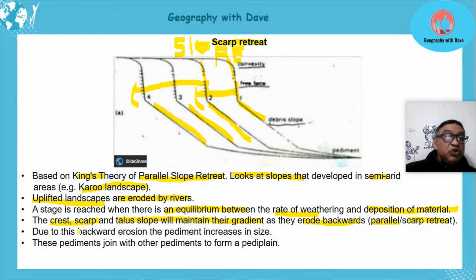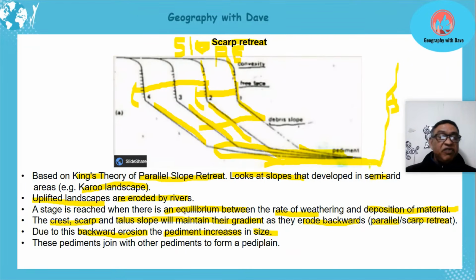And then due to backwards erosion, the pediment increases in size. Can you see this thing is moving backwards? Now look at this original size of the pediment. Now look at it now. It's increased in size and it's increased in size. All right. Obviously, there are going to be other features that are going to experience the same thing, where it's going to recede. All right. And as we did the pediplain, it's increasing. There's an increased area of the flat area down here. So these pediments join other pediments and they form a pediplain.